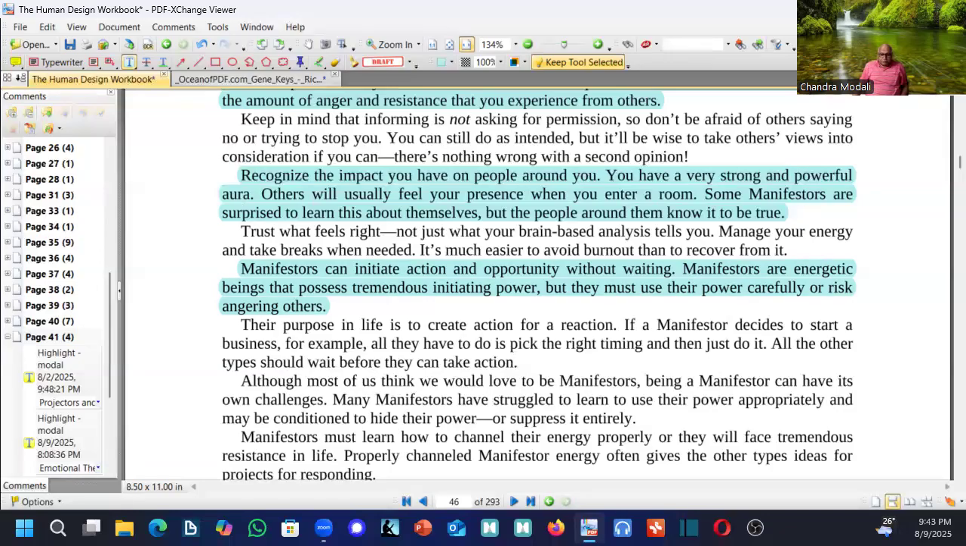The manifestors, yeah. Someone was saying something? No, I just coughed. Sorry.